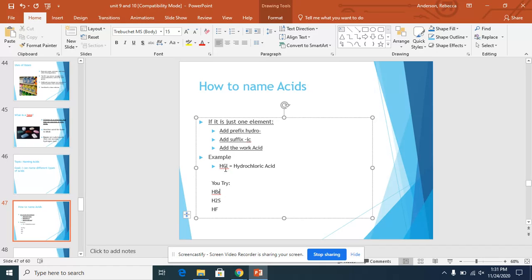So here you have HCl. Since you only have one element besides the hydrogen, you put hydro, and then it's chloric because you put ic at the end, and you add the word acid. So if we do HI, it only has one element besides hydrogen, so it would be hydro, and it's iodic, because it's iodine, hydroiodic acid.